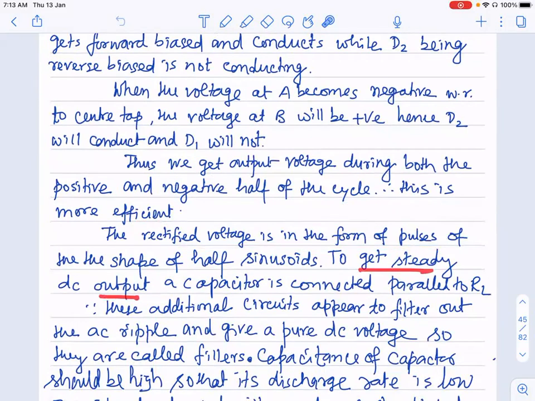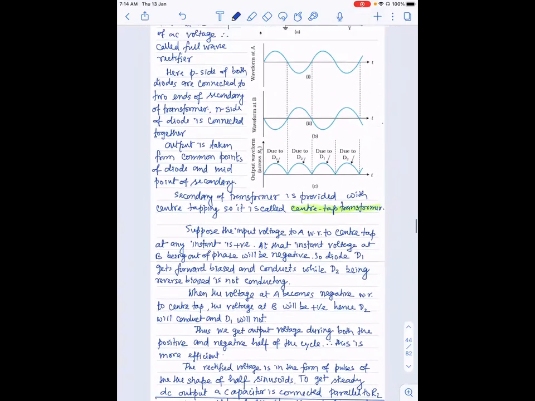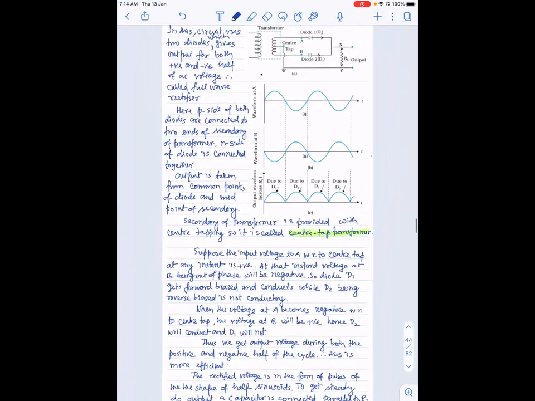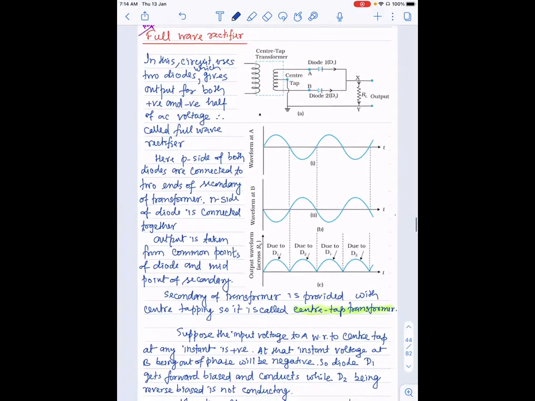To get steady DC output, a capacitor is connected parallel to RL. So you have to finish here. We will see the role of the capacitor now. If you are asked how to remove the pulsation, then explain the capacitor. Up to here you can see. The remaining we'll see along with the role of the capacitor. Is it clear till here? Do you want to ask or explain anything? We have seen the whole diagram.